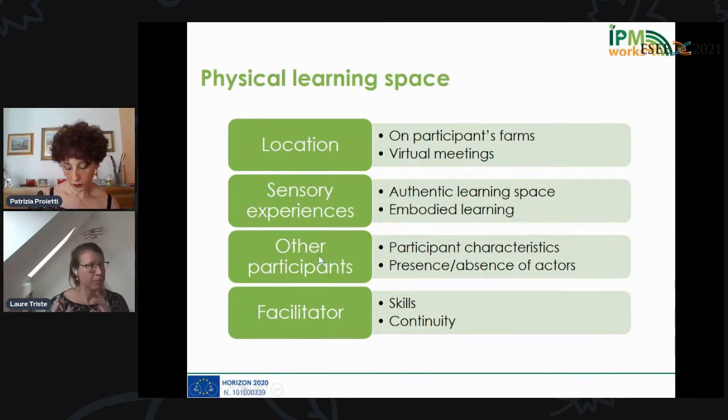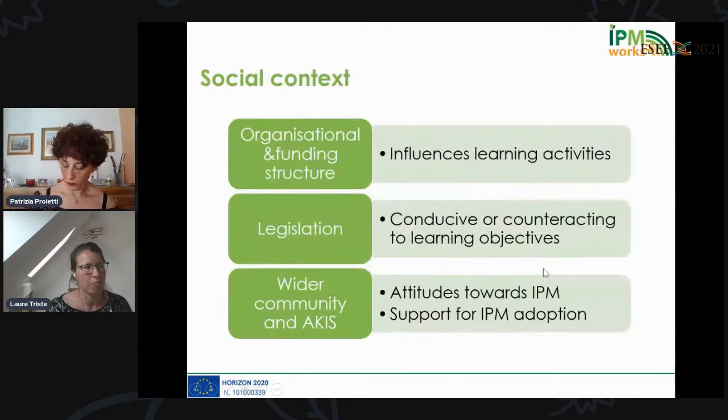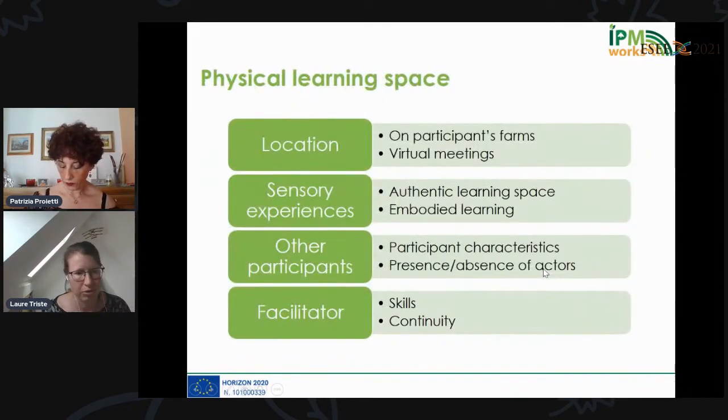Then also the other participants are shaping this physical learning space. And this will be defined by, for example, participant characteristics, because they will define the dynamics in the group, but also the presence or the absence of other types of actors. I'm sorry, I'm going a little bit too fast. Other actors might influence the dynamics within a group. For example, the presence of policymakers can influence how farmers will act and what they will say in a group.